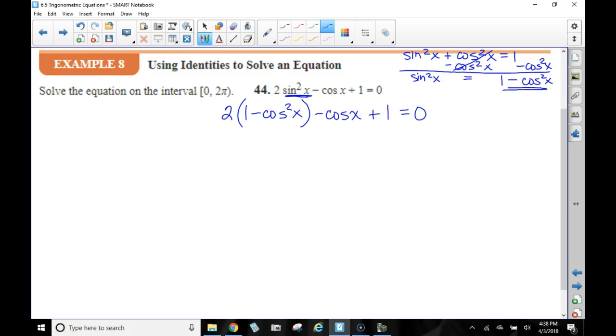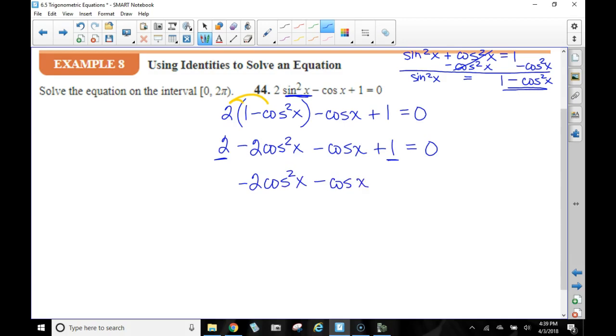Now, I don't know about you, but it looks like we have a little bit of a mess. Let's do a little bit of algebra to clean this up. First of all, let's run the 2 through. So we will have 2 minus 2 cosine squared x minus cosine x plus 1 equals 0. Now, I think we have some numbers we can combine here. So we will have negative 2 cosine squared x minus cosine x plus, now 1 and the 2 combined gives us 3 equals 0.